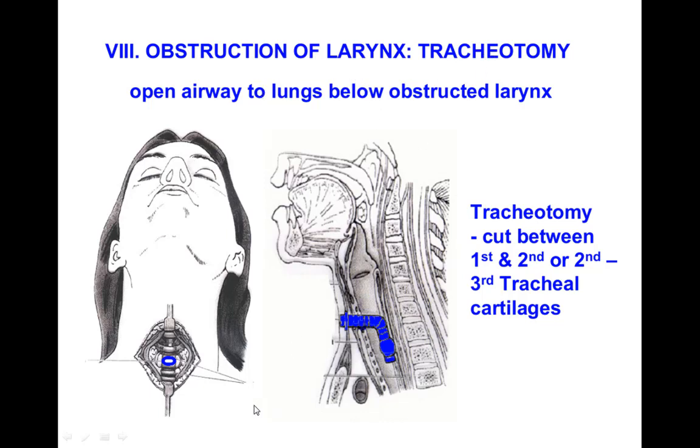So here we have the site of the tracheotomy, which opens the airway to the lung below the obstructed larynx. So usually we cut between the first and second, or second and third tracheal ring. So this is the cricoid cartilage, and here is the site of tracheotomy, and this is the tracheal tube.